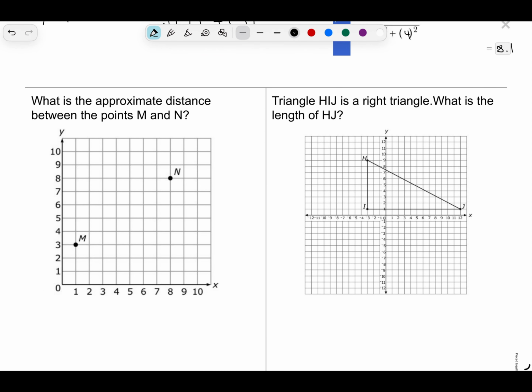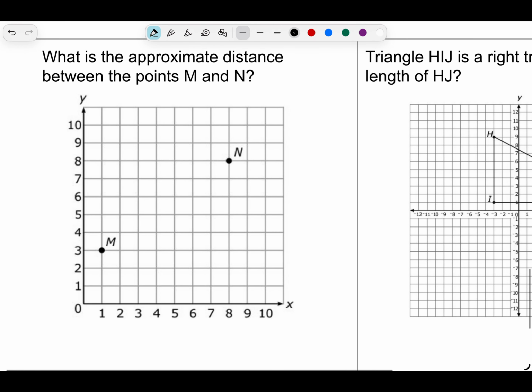All right, so moving on to our fourth example. It says, what is the approximate distance between point M and N? Now, in this example, they just gave us a graph. So we still got to find the distance, but because they gave us a graph, we're going to get the ordered pairs from point N and point M. And when we get those ordered pairs, we can do our distance formula. We can label, we can subtract, make our template, put it in decimals.